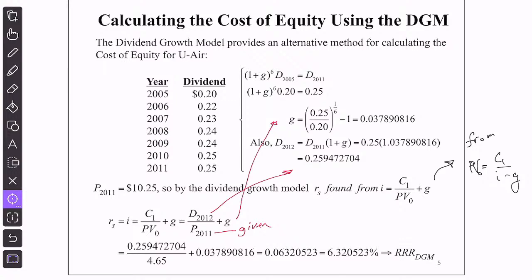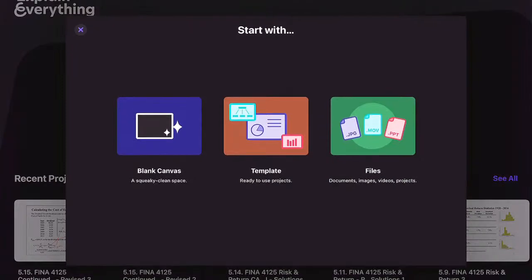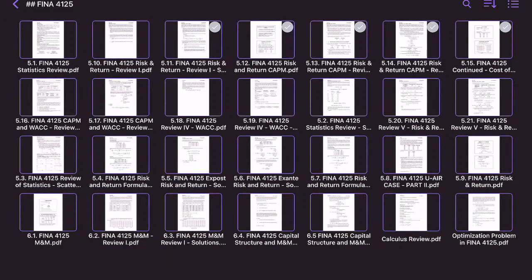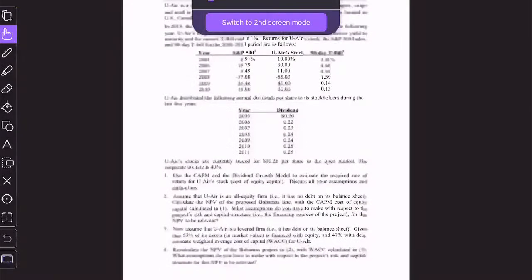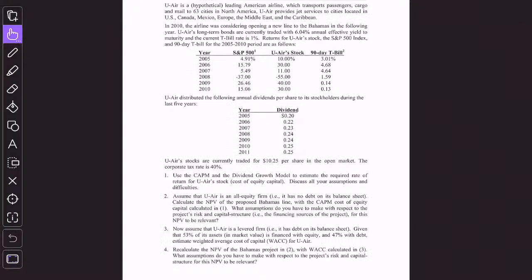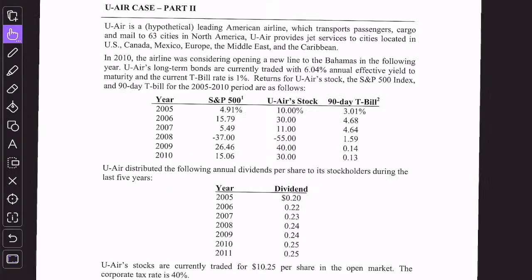That is given, Messiah. If you read the UR case, it's given as the price. So UR case part 2, somewhere here. It's 5.8. It's document 5.8. So this was given here. Should be given here.